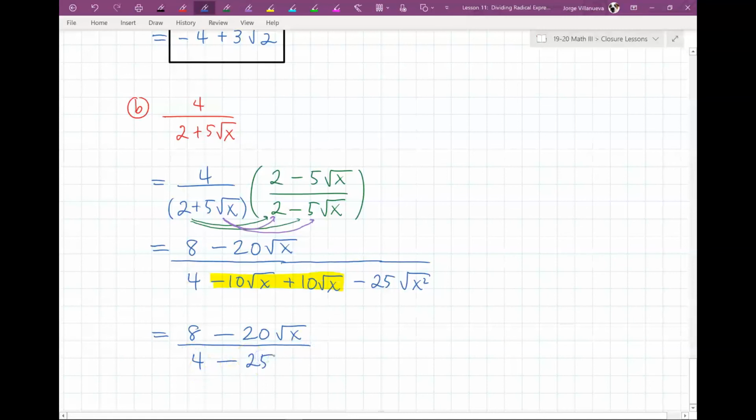Now the square root of x squared, well, we've learned that if the index matches the power, then you just basically get rid of the square root and you write x. In this case, there's not much more I can do. I can't really simplify anything, so I'm done. There's my answer for part B.